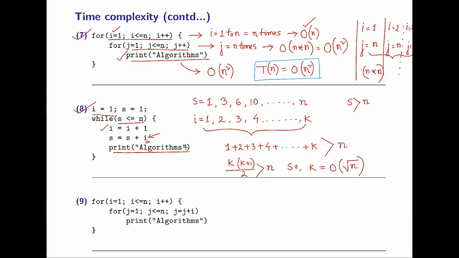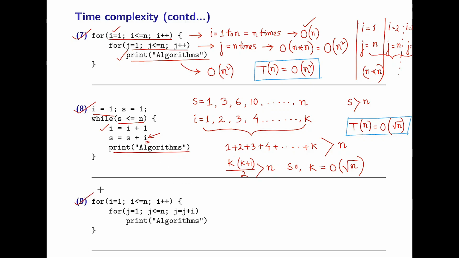So what is the time complexity for this algorithm? The time complexity is T(n) equal to big O of square root of n. So you need to analyze this kind of pseudocode very carefully to calculate the time complexity. For a while loop, try to match it with a for loop, to understand more and see the dependency, as we have seen here.